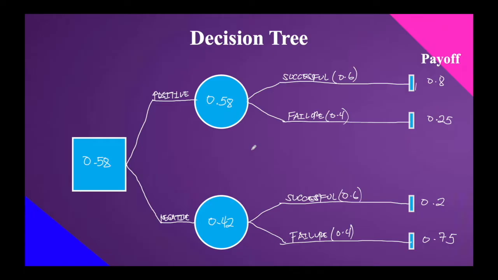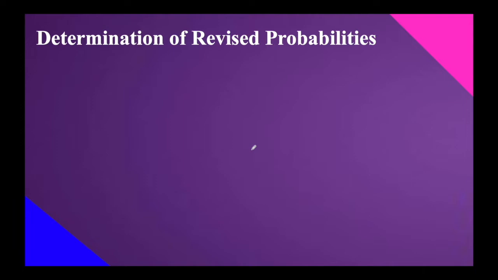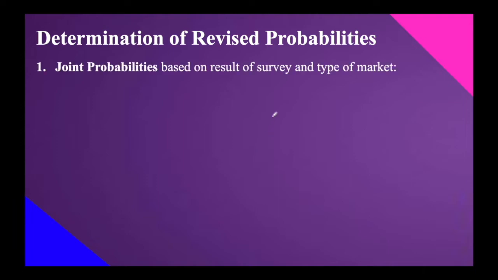What we do kasi is just the conditional probability, and the topic nga is not the conditional probability but rather the revised probability. Again, conditional probability is just a part of revised probability. So now let's go on the determination of the revised probabilities. First one is the joint probabilities. Okay? So joint probabilities based on result of survey and type of market.